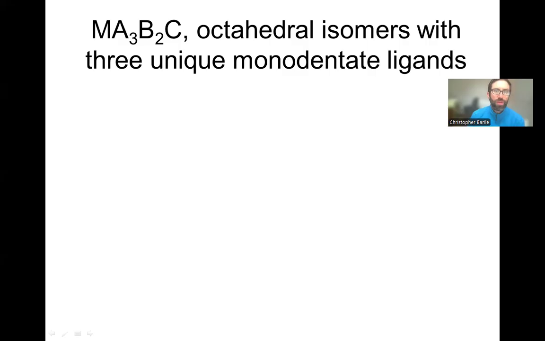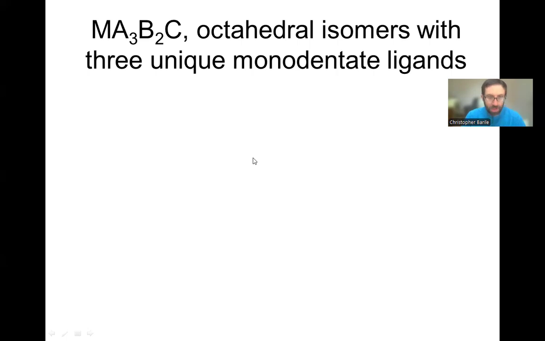Alright, so in this video we are going to find all the octahedral isomers of the complex MA3B2C. So M is some central atom, usually a transition metal, and A, B, and C are unique monodentate ligands.